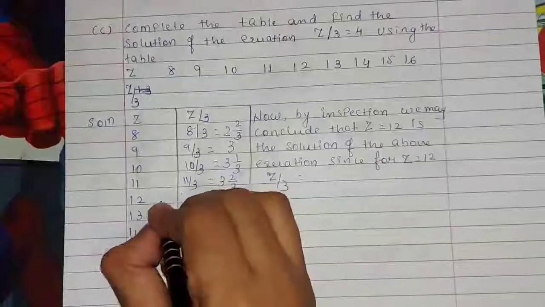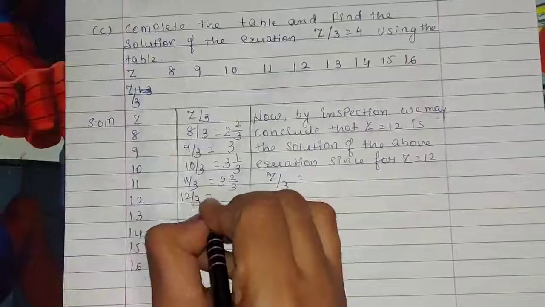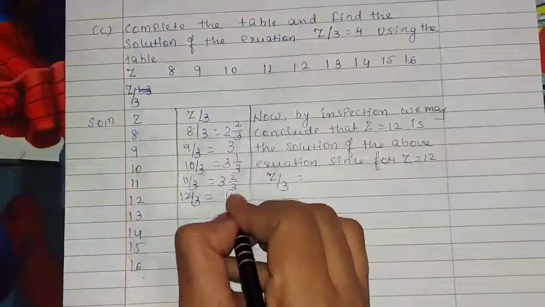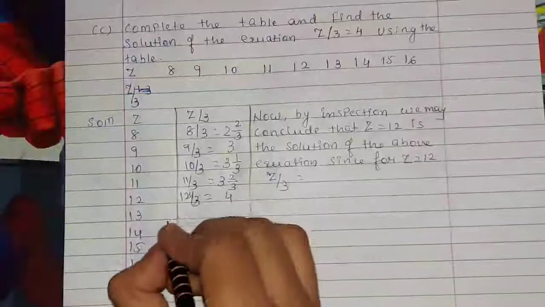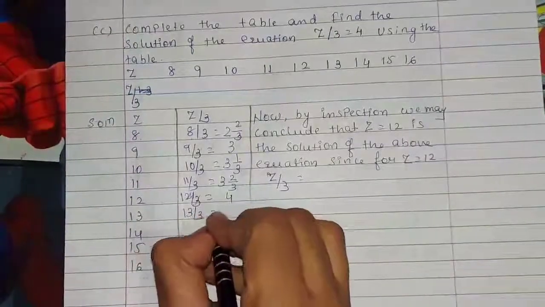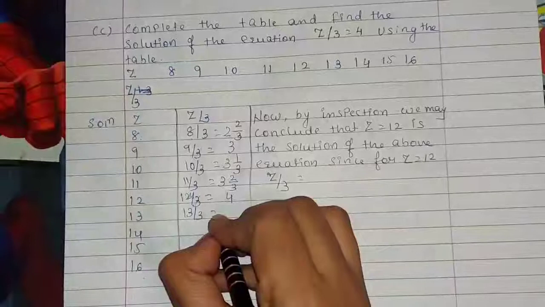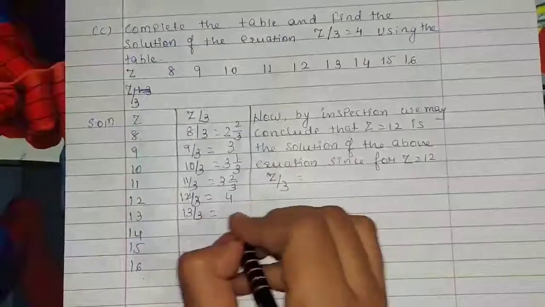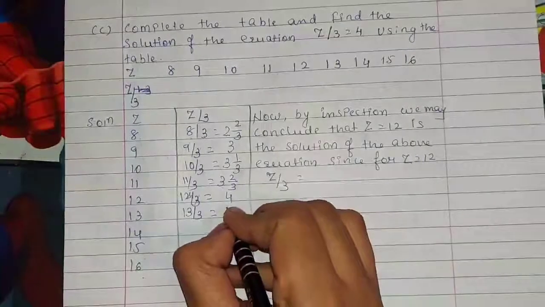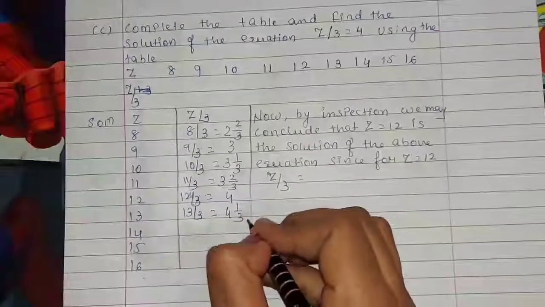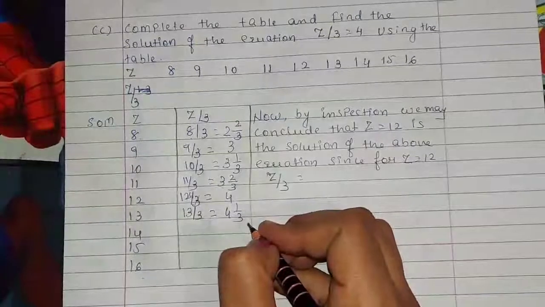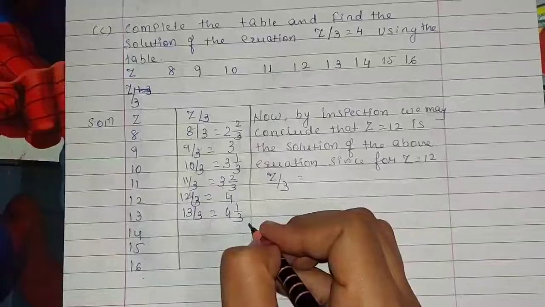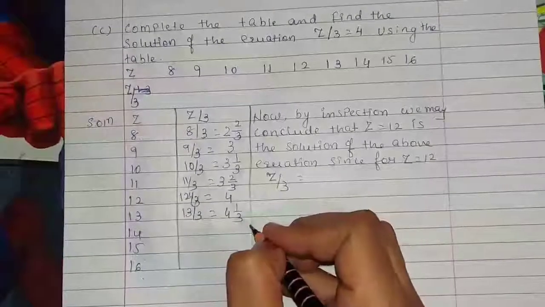Next number, z equals 12. 12 upon 3, if we take, again we have to do this in lowest terms. 3 4s are 12. Answer is 4. Now 13 upon 3. 13 is which fraction? Improper fraction. So we will convert it into a mixed number. Now if we divide 13 by 3, then we will get 4 integer 1 upon 3. Why? Because 4 3s are 12 and 12 plus 1 is 13. So we get 4 integer 1 upon 3.